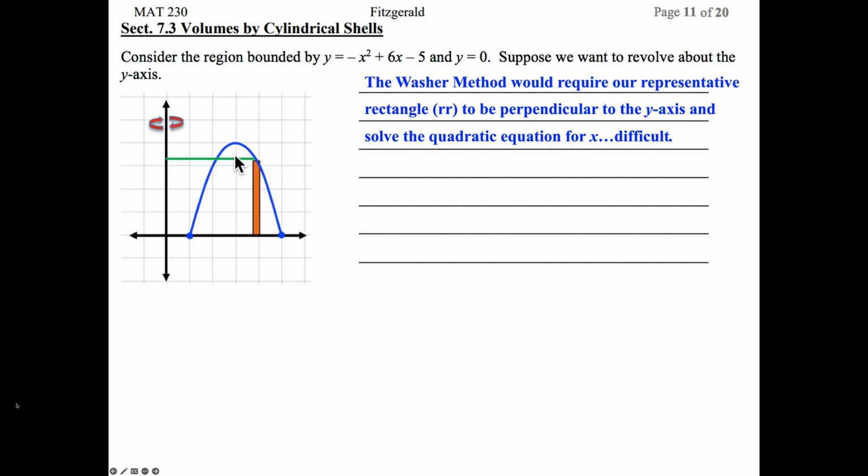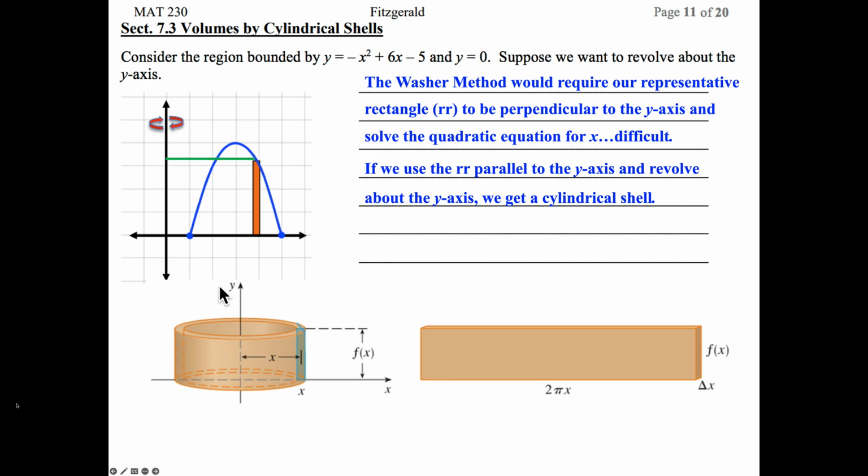All right, so here's what we're going to do. We're going to look at our representative rectangle being parallel to this axis of rotation, which is the y-axis. If we do that, we get a shell. So let me give you a picture of that. Here it is. There's my shell going around. There's that rectangle that was parallel to my axis. So it makes one of those open pasta noodles, hence the name shell.